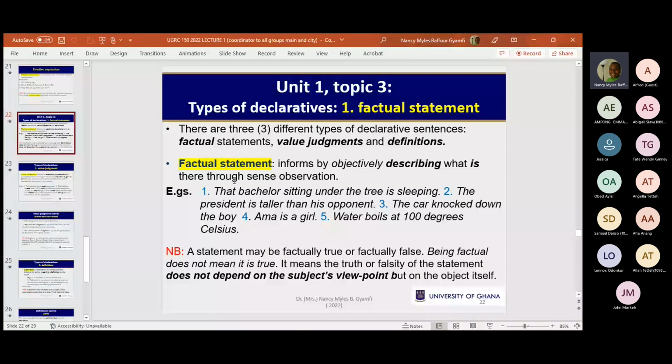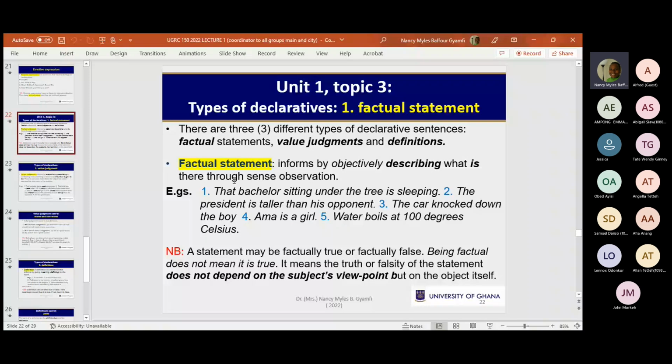Okay. The car knocked down the boy. Maybe the car didn't knock down the boy. Okay. How do we know? By observation, factually, with our 5 senses, to describe what we saw, heard, touched, or tasted. So Nancy will see something. Alfred will see, or Abigail will see. The point then is factual statements have objective truth.